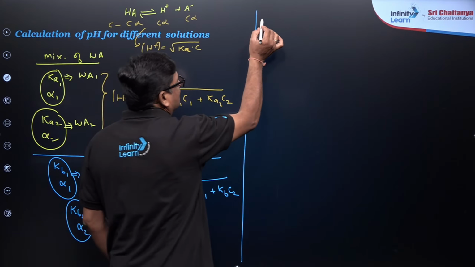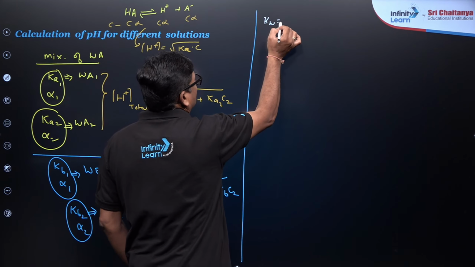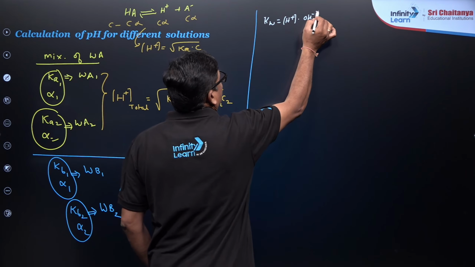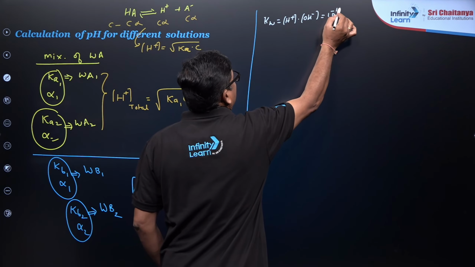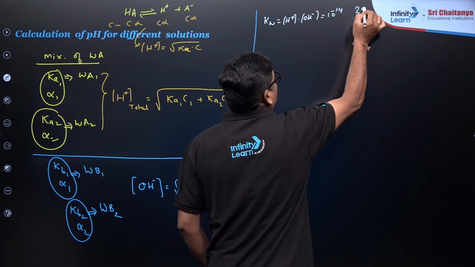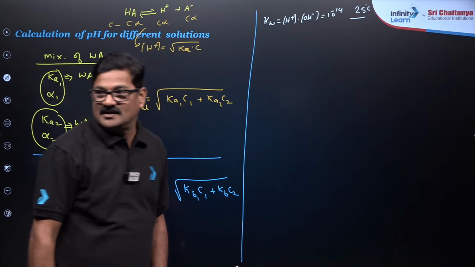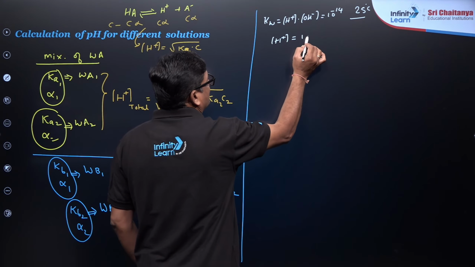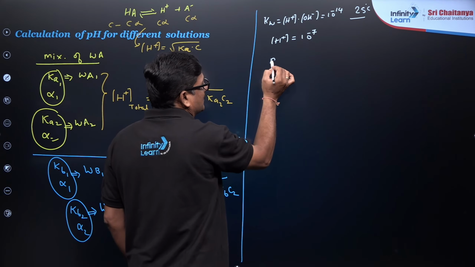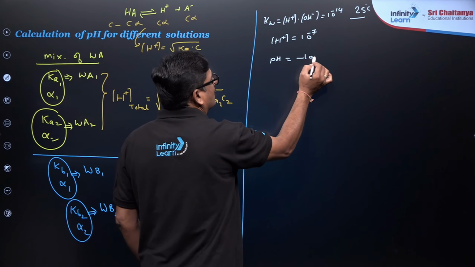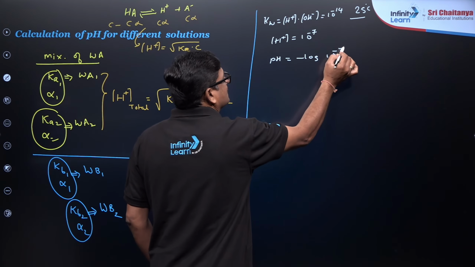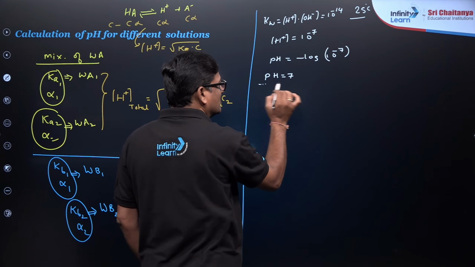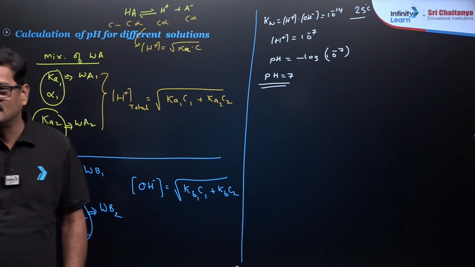We know that Kw, which is H+ times OH minus, is equal to 10 power minus 14 at 25 degrees centigrade. So from here the H+ ion concentration is going to be 10 power minus 7, so that pH is negative log of 10 power minus 7, which is 7. It is said to be neutral.